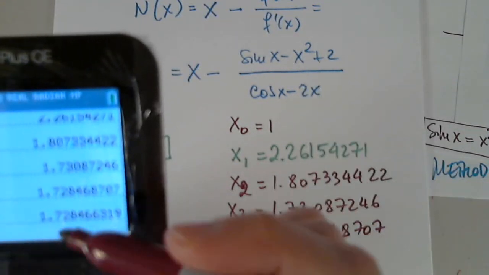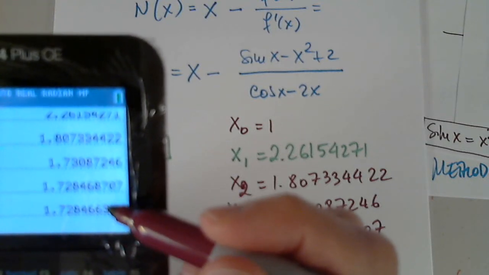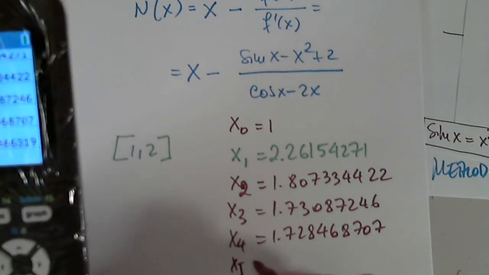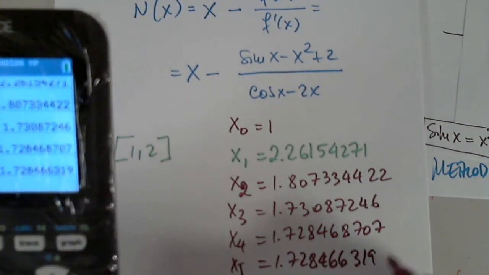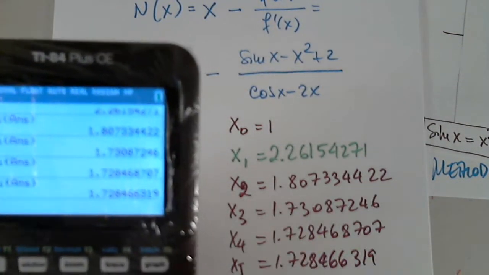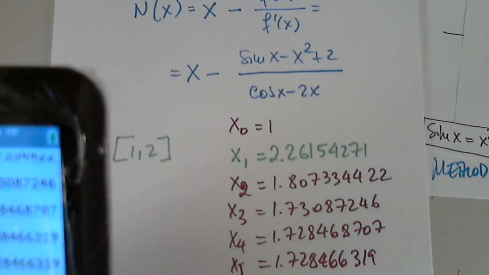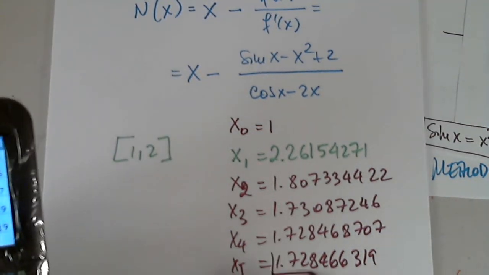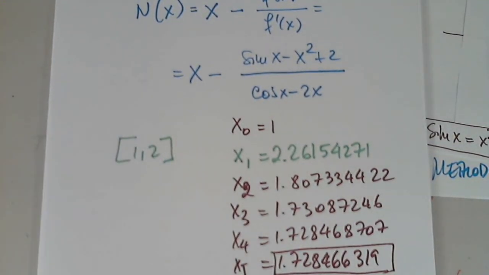Do I have 8 repeating digits? 2, 4, 6. I don't. So x sub 5, 1.728466319. If the next one is completely the same or the first 8 digits are the same, I'll stop. And it's absolutely the same. So this is it. I don't have to move on.